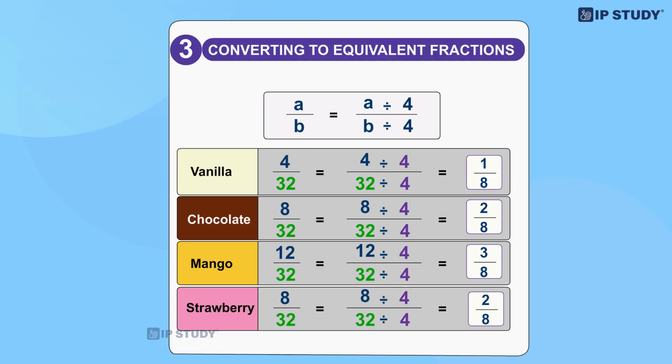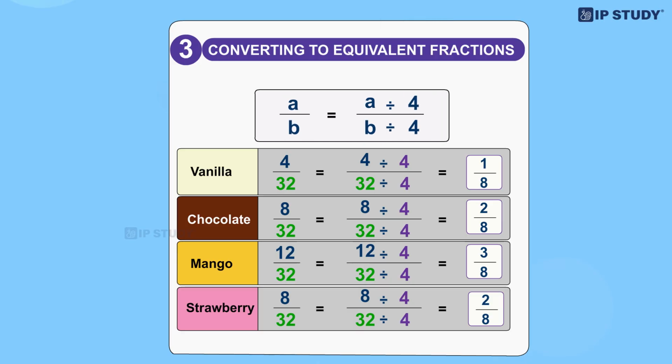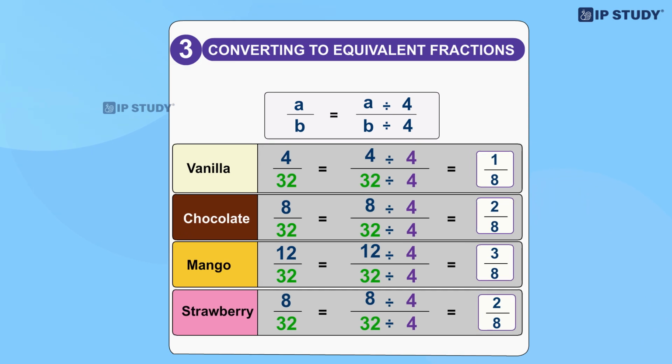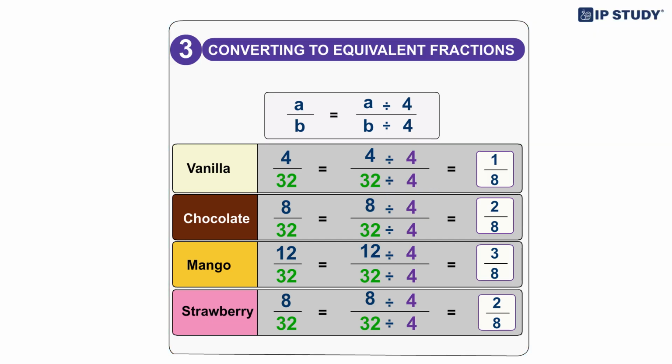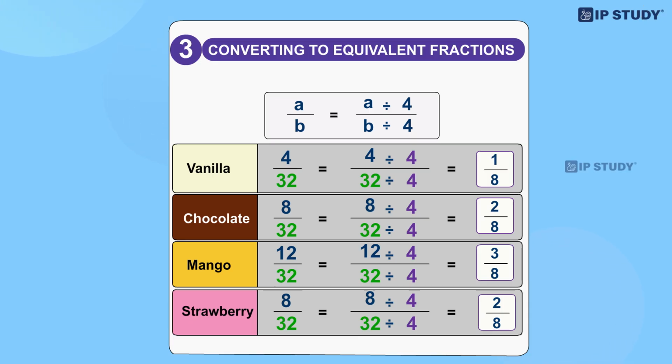3. Converting to equivalent fractions. We have to convert the fractions into equivalent fractions with the same denominator of 8. To do this, we divide both the numerator and the denominator of each fraction by 4. For vanilla, we divide 4 and 32 by 4. So, 4 over 32 becomes 1/8. For chocolate, we divide 8 and 32 by 4. So, 8 over 32 becomes 2/8.